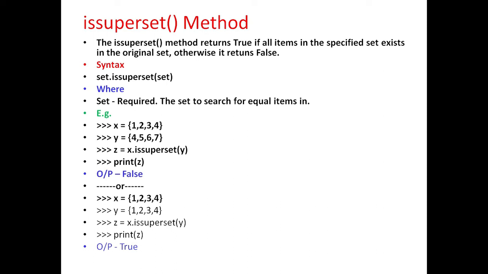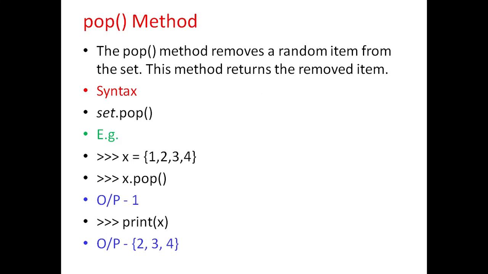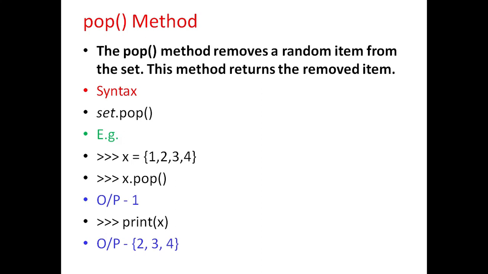And if we define another set x with elements 1, 2, 3, 4 and set y with elements 1, 2, 3, 4, and if we use the method z = x.issuperset(y), it will give the output true. Next is the pop method. The pop method removes a random item from the set. This method returns the removed item. General syntax is set.pop().